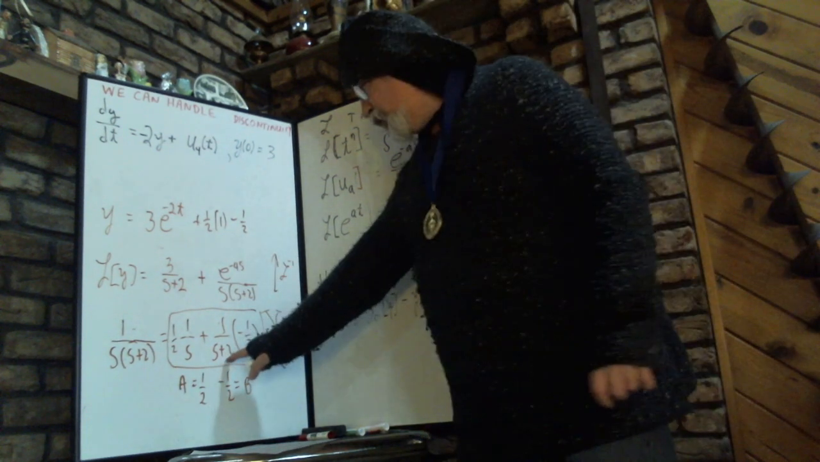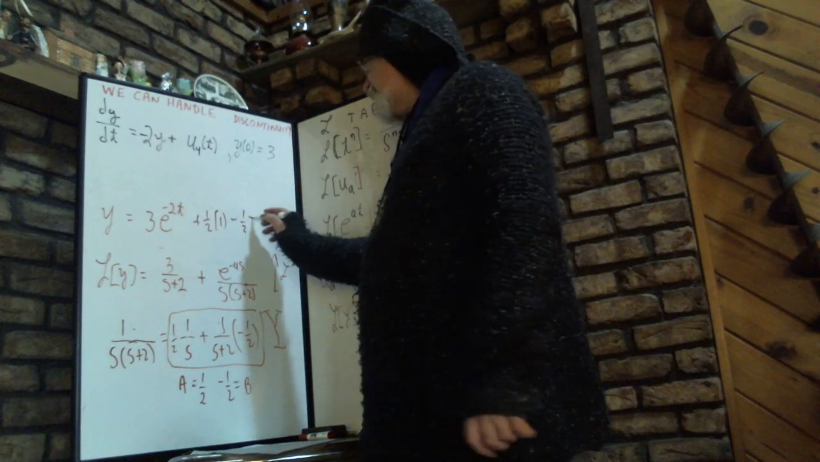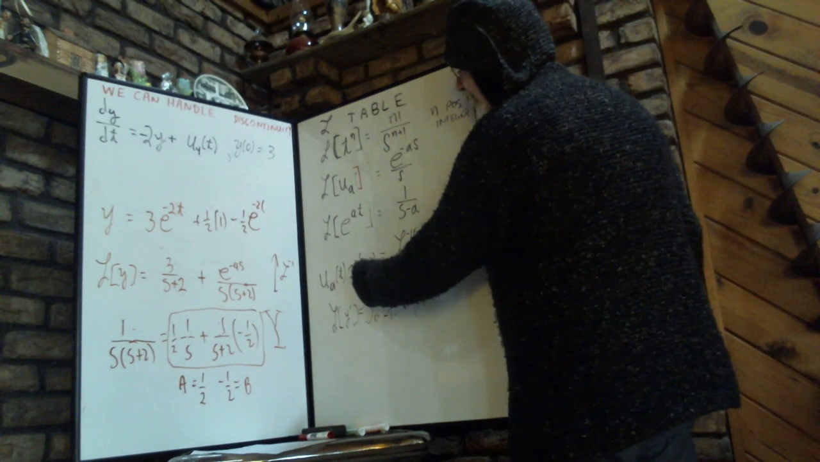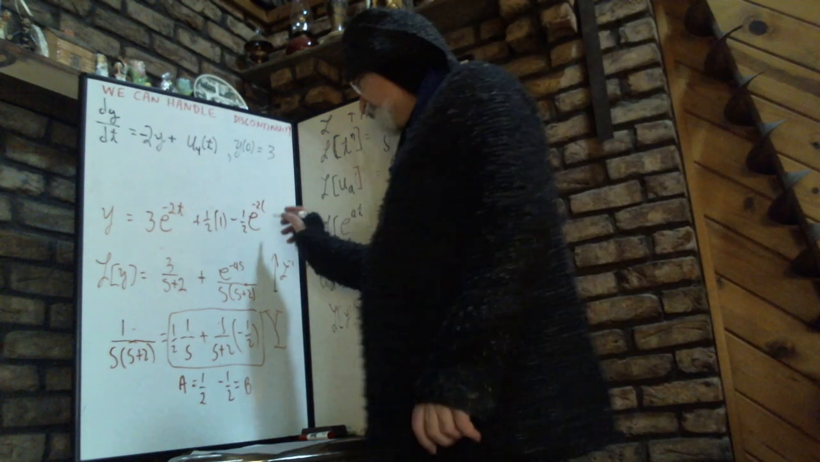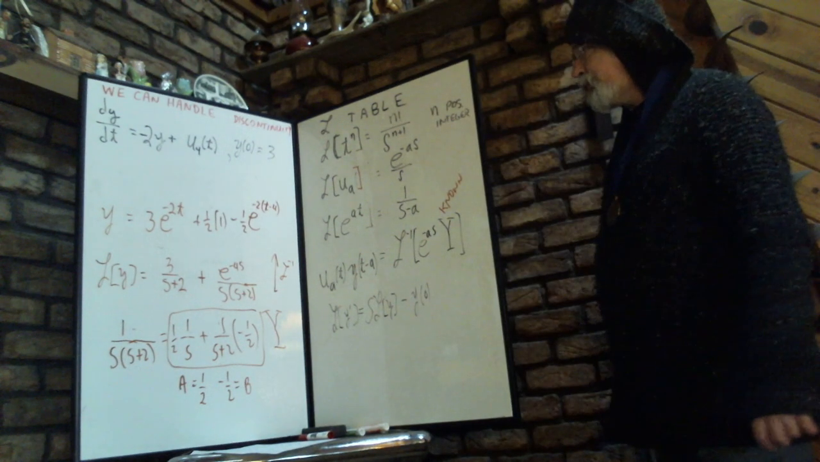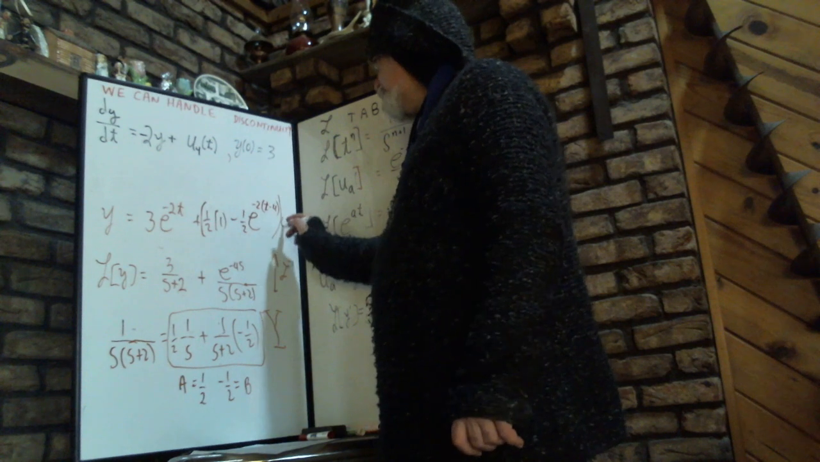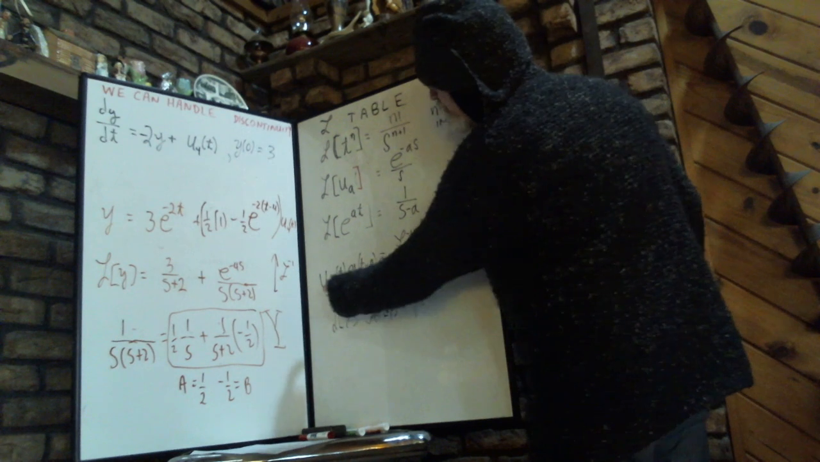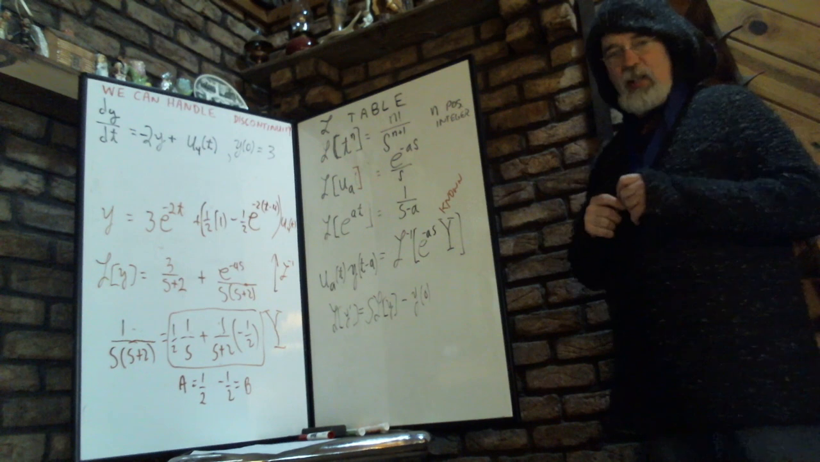times this dude. Now that guy would be e to the negative 2t, but it's not. It's e to the negative 2 times t minus a. My little a is a 4. So this is t minus 4. T minus 4 up there. And all this is times u sub 4 of t, because it says I got to have a u sub 4 of t next to that little y, with every t replaced by t minus 4.